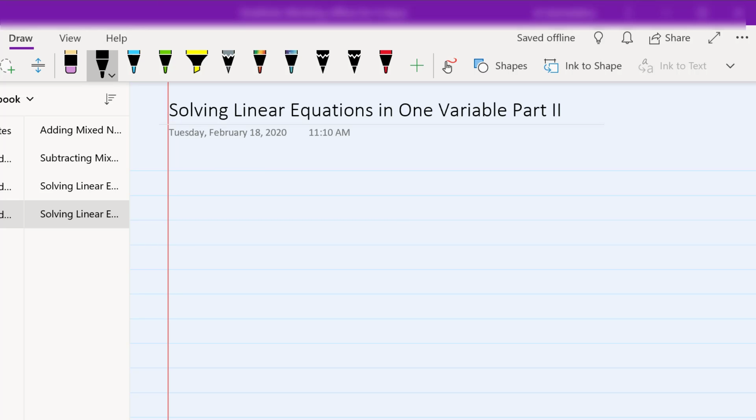Enough of that though, let's get started and do some real math. Let's look at number 1. Suppose I had 0.1x plus 1 equals 5, and we're asked to solve for x.